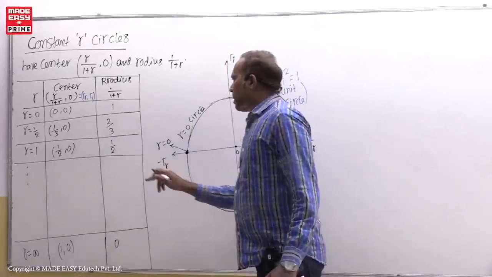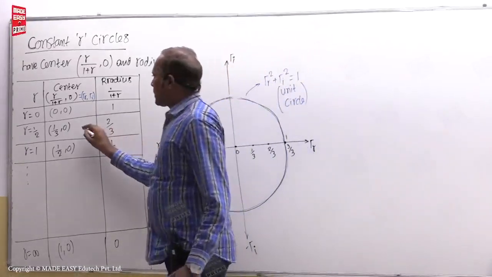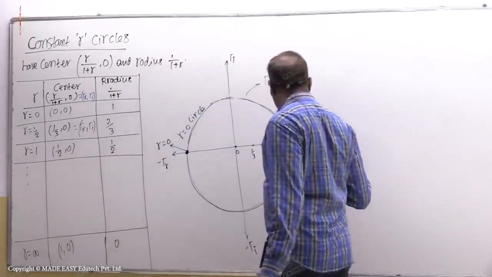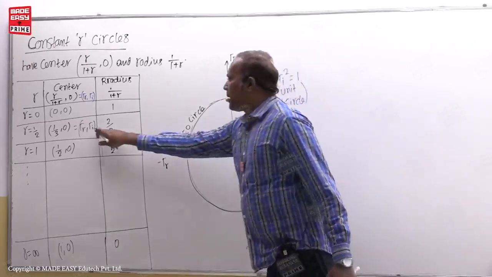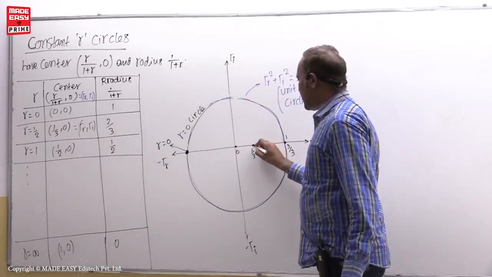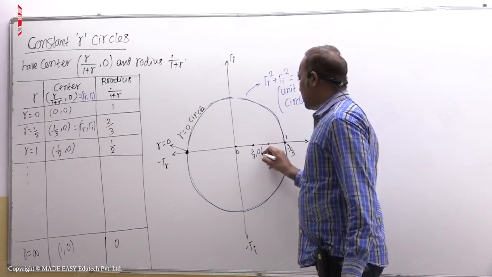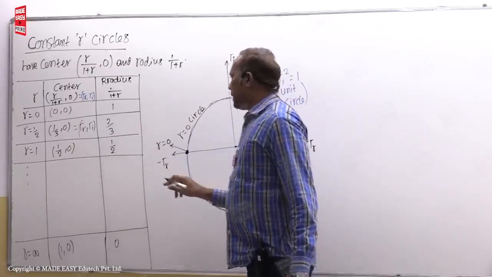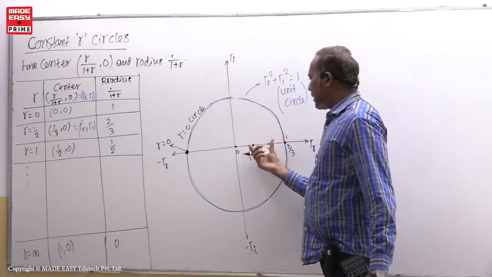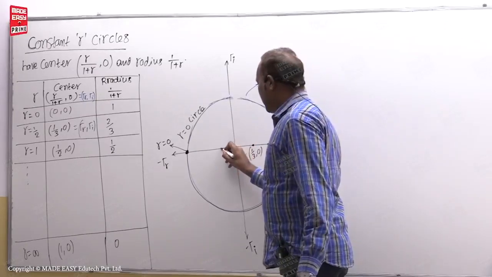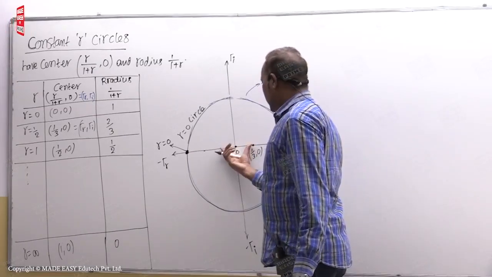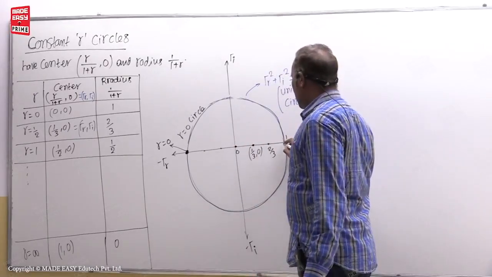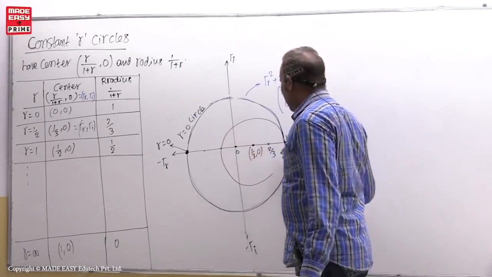Now the center is 1 by 3 comma 0. So this is the gamma R comma gamma I value. Gamma R is 1 by 3, and gamma I is equal to 0. Gamma I 0 means this axis only. So this is 1 by 3 comma 0 only. That is the center. Then the radius is 2 by 3. So here you can see this is 2 by 3, and on this side 1 by 3 here and 1 by 3. This is 2 by 3, this is also 2 by 3. So this is the center, and the radius should be 2 by 3.